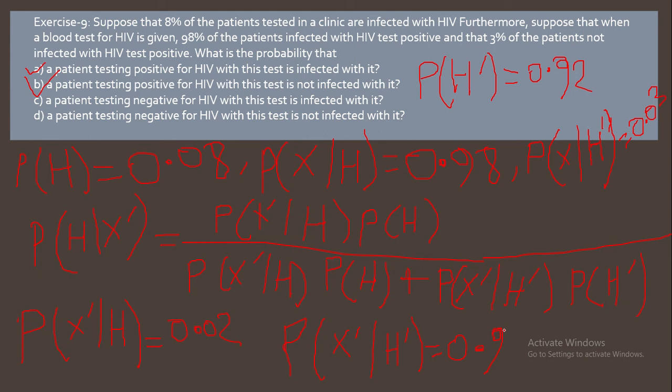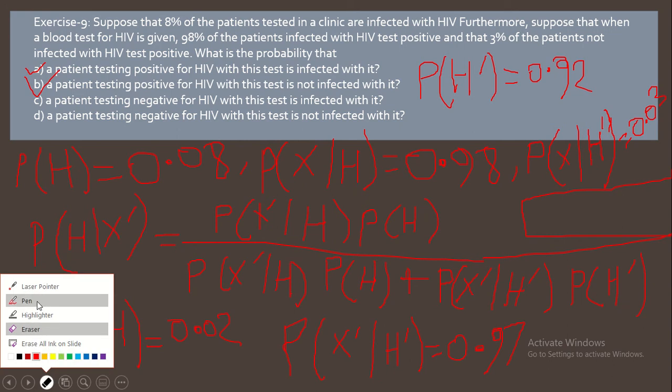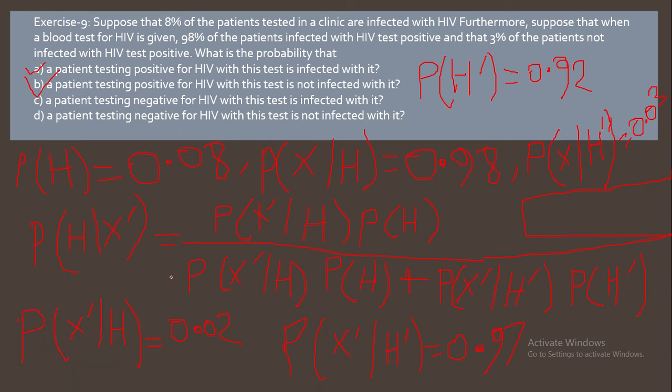0.97. So now we have the values. If we calculate this, we will get the answer, which is 4 by 2235. So that's our question C.